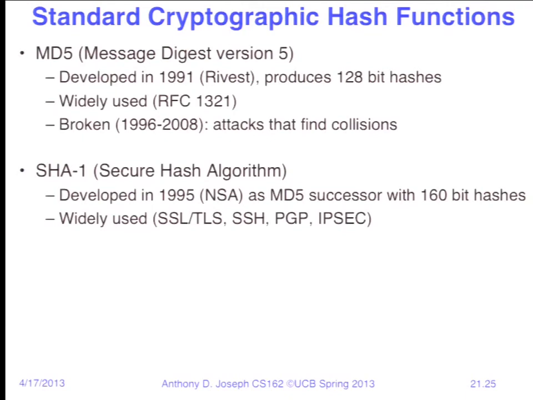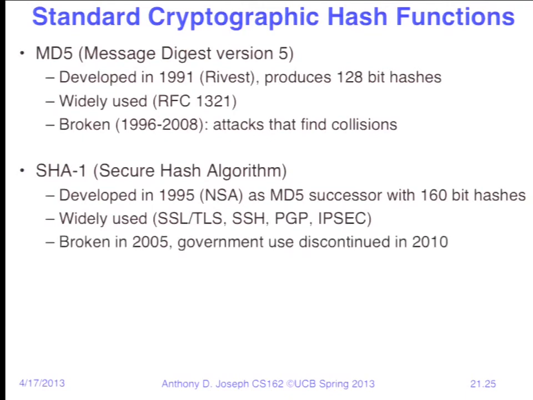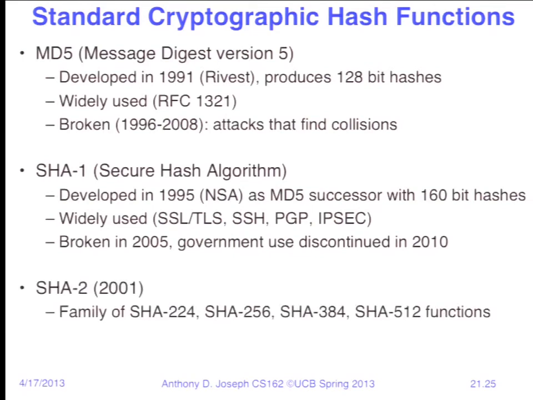But just a little while after it was developed, a decade later, it was broken. Right? And then really badly broken, to the point where people, again, could force collisions. And so the government mandated that no government users could use it after 2010. It was replaced by SHA-2 in 2001. And this is a family of functions that generate hashes that are much larger, so 2 to the 224 up to 2 to the 512. And this is what we use today.